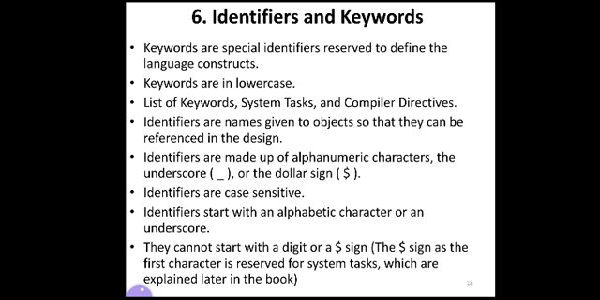That means you can use the characters from A to Z, capital or small. Along with this, you can also use the underscore and the dollar sign for referencing the identifiers. So identifiers are made up of alphanumeric characters, the underscore and the dollar sign. Any combination of these you can use.